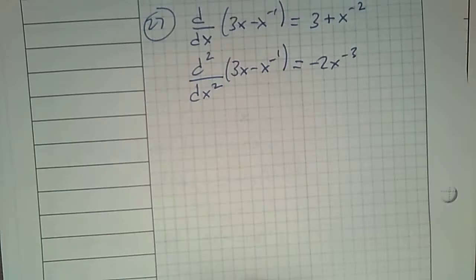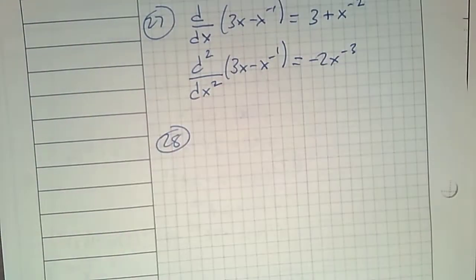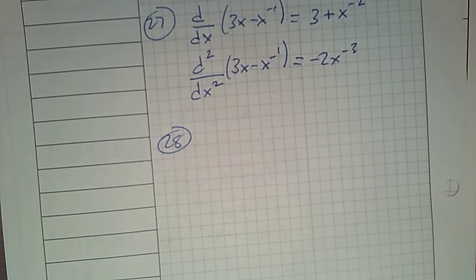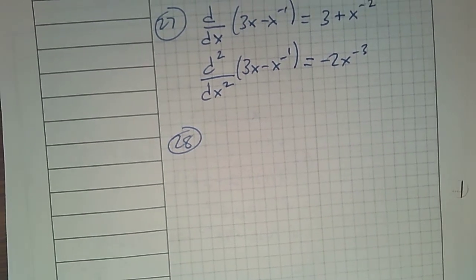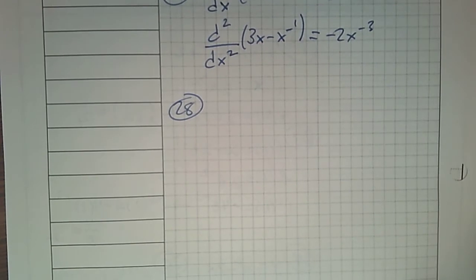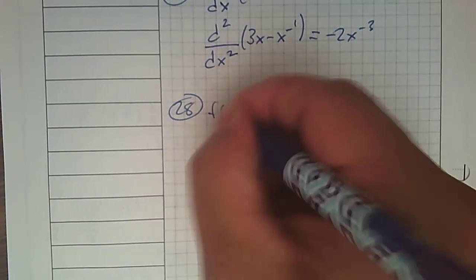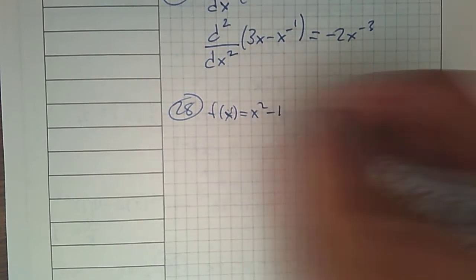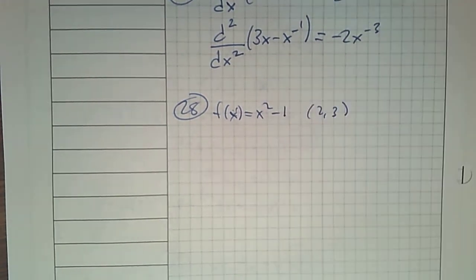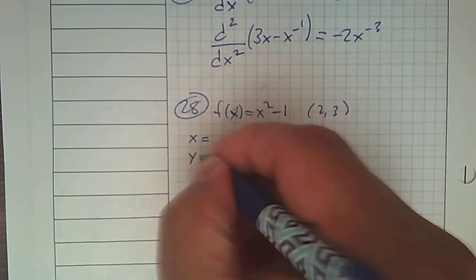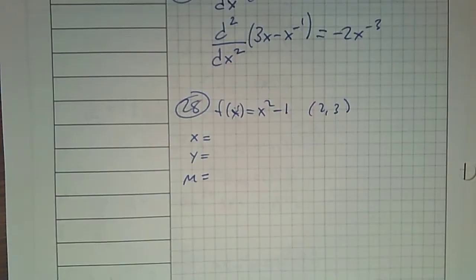Number 28. Now, these questions have to do with finding the tangent to the graph of f at x equals x squared minus 1 at that point. So when you're asked to find the tangent, we're asked to find the equation of the tangent line, which is a linear equation. So let's first start with what we got. So we have a function, f at x equals x squared subtract 1, and we have a point on there, which is 2, 3.